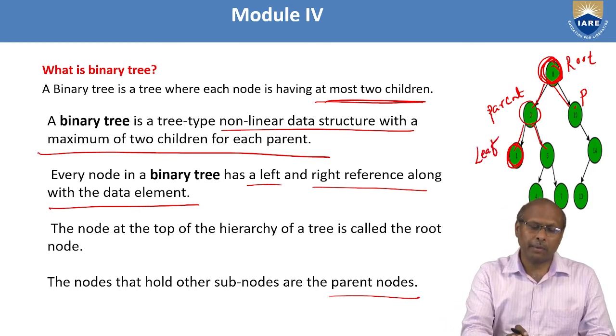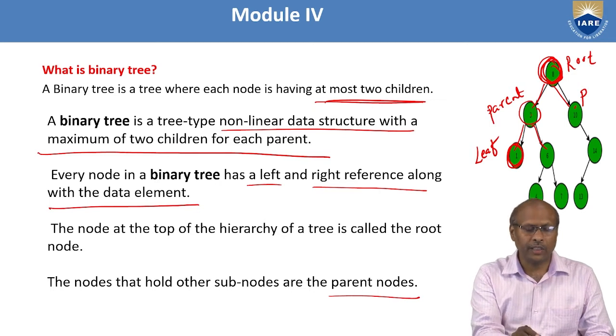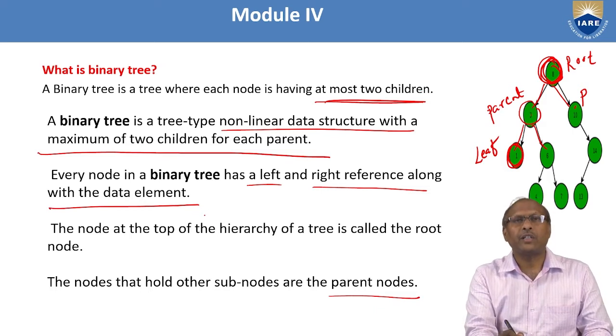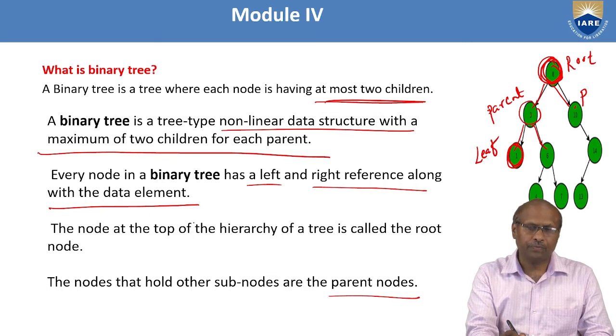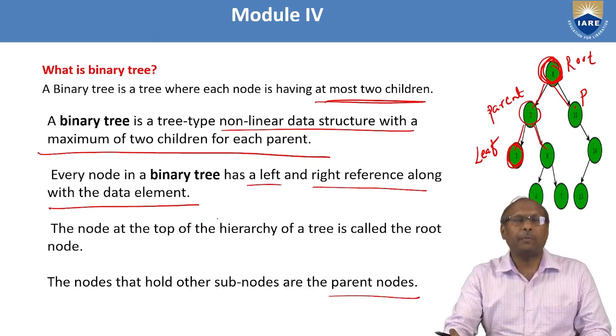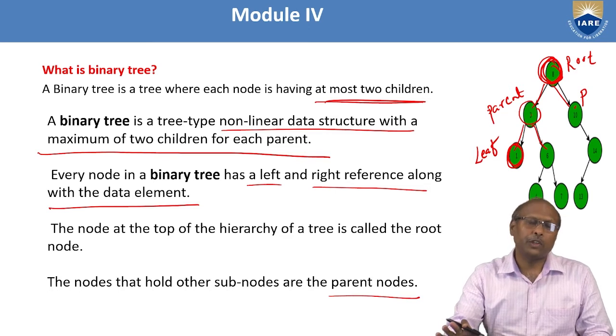So most of the time in exams they may ask the question, what is a binary tree? Then you should say a binary tree is a tree where each node has at most 2 children only. Or in a simple form you can say a binary tree is also a non-linear data structure. So always represent it through a diagram. The diagram speaks a lot.